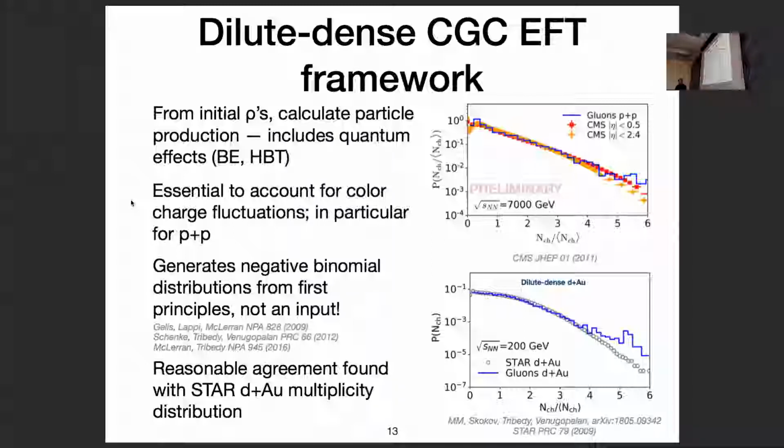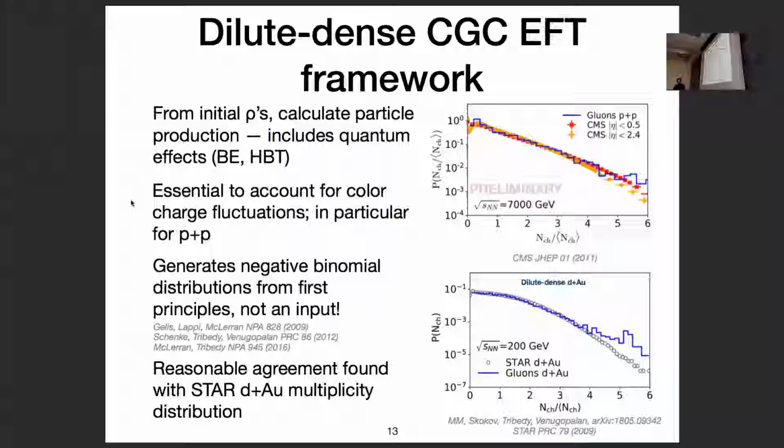Okay, so from these initial rows that we get from both the projectile and the target, one then calculates the particle production, which includes these quantum effects I previously alluded to, the Bose enhancement. This is extremely important because you get color charge fluctuations, which generate even a proton-proton multiplicity distribution. With only nucleon position fluctuations, it would be very difficult to describe the full multiplicity distribution for PP. But with color charge fluctuations, as previously shown using IP-Glasma, you can describe the multiplicity distribution without any extra input up to very high multiplicities.